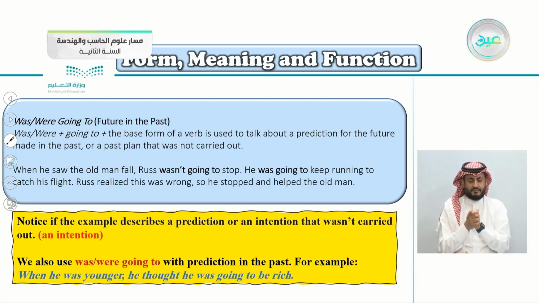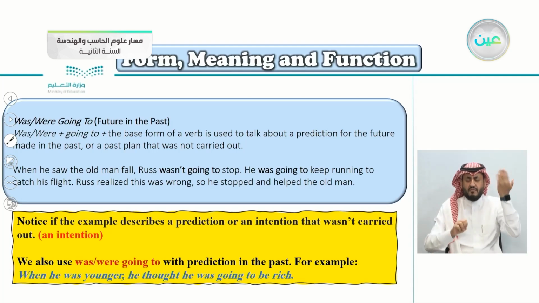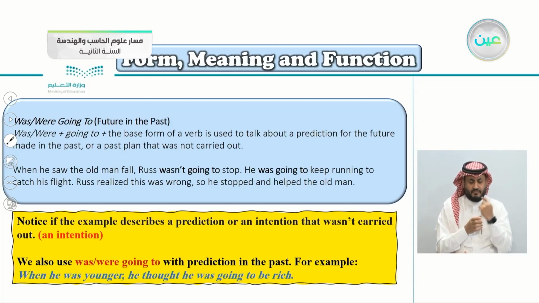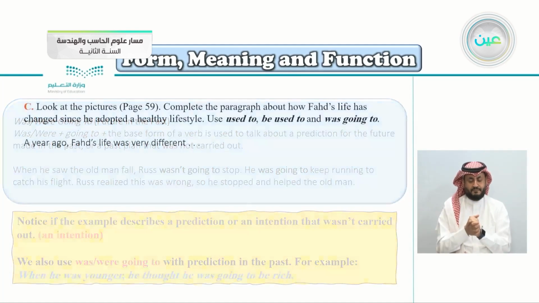We also use was, were, going to with predictions in the past, when we want to predict something in the past. For example, when he was younger, he thought he was going to be rich. He thought he was going to be rich.